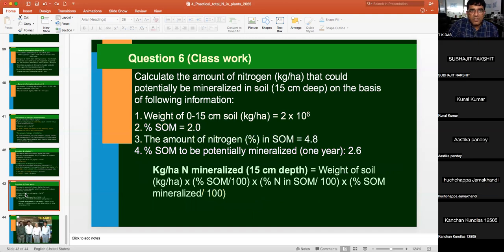The last slide is: calculate the amount of nitrogen that could potentially be mineralized in soil, 15 centimeter deep, on the basis of the following information. So you are given soil weight, percentage soil organic matter 2%, amount of nitrogen in soil organic matter 4.8, and percentage soil organic matter to be potentially mineralized is 2.6. Now can you do it? Please do it.